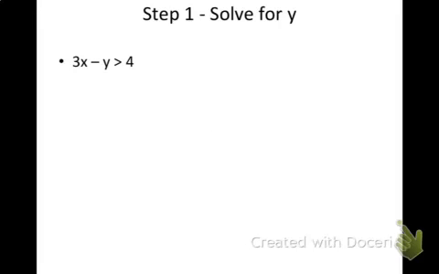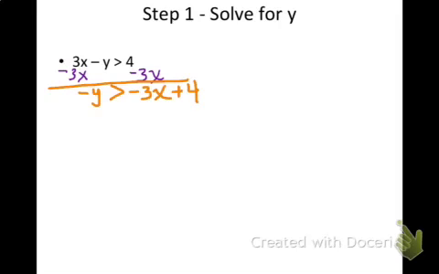The first step is to solve for y, which is kind of getting it into the y equals mx plus b form, except instead of having equals, you have an inequality. So I'm going to go ahead and subtract 3x from both sides, so I want to move that over. And that gives me negative y is greater than negative 3x plus 4.